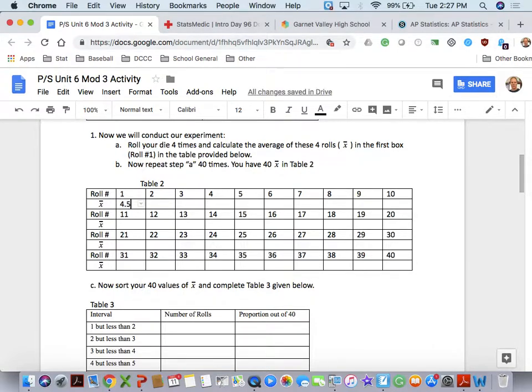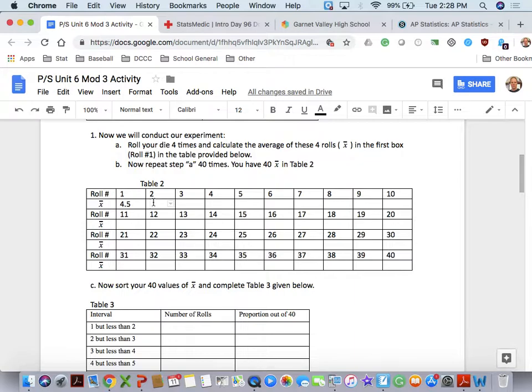Again, I rolled it 4 times. I recorded them. I got a 6, 6, 3, 3. That was 18. Divided by 4, I got a 4.5, and I put it in the first spot. Everybody needs to do this for this to work for us for tomorrow. And the next step, step 2, I'm going to just do the same thing. I'm going to do this 40 times. Yes, 40 times. I know that's a lot, but that's what we're going to do.